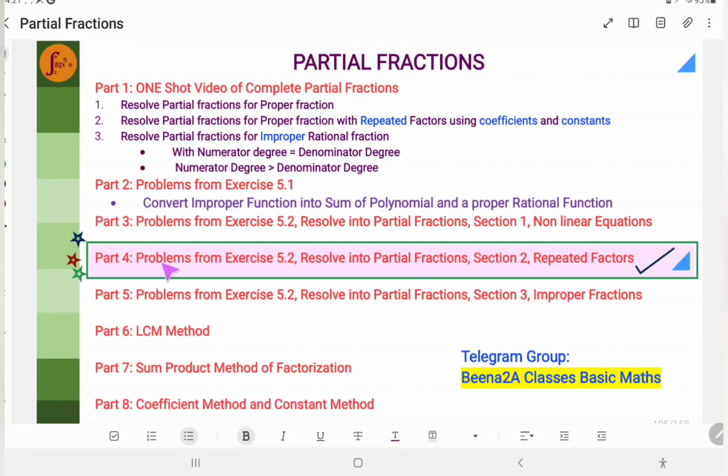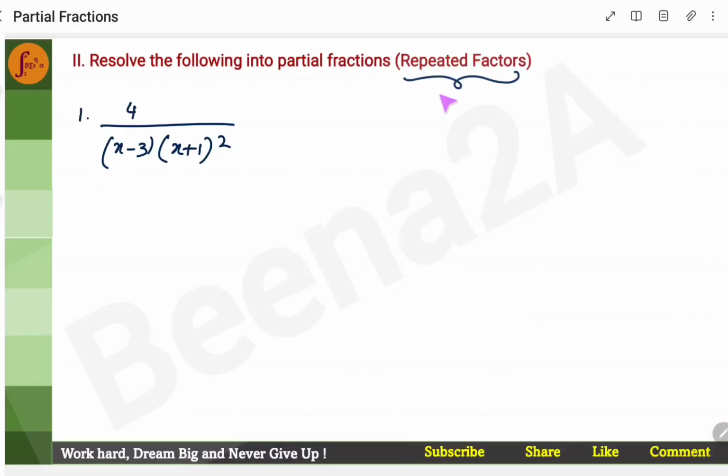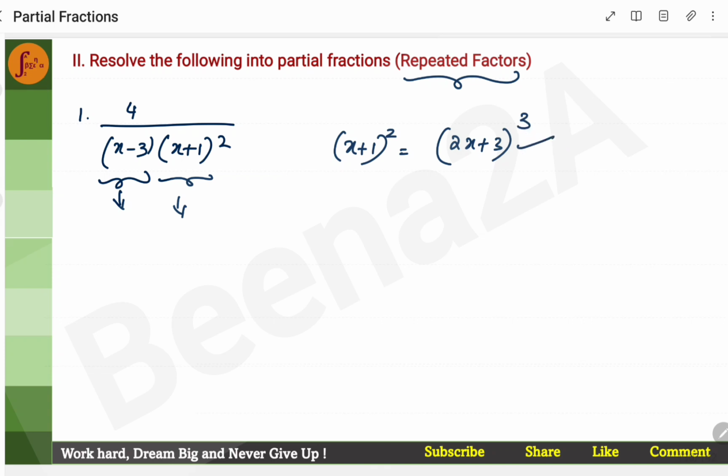Hi everyone. In this video we'll go through problems related to partial fractions where we have repeated factors in the denominator and we have to resolve them into partial fractions. What do you mean by repeated factors? Repeated means the factor has a power more than 1. So x plus 1 the whole square is a repeated factor. If I have 2x plus 3 the whole cube, this is a repeated factor. Then 5x plus 1 to the power 4 is also a repeated factor.